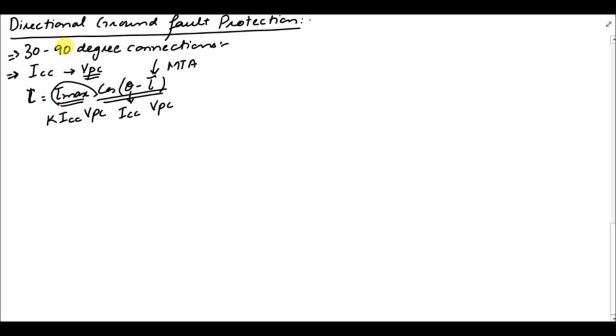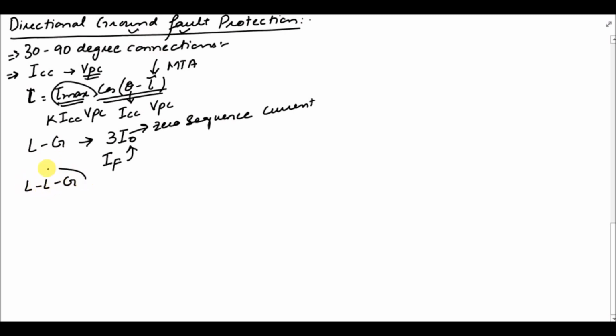Now in today's lecture, we are going to talk about the directional ground fault protection scheme. In case of line to ground faults, we know that the fault current is equal to 3I naught, which is a zero sequence current. In case of ground faults, we have IF equal to 3I naught. All the single line to ground faults are known as ground faults, and all the line to line faults are known as phase faults.